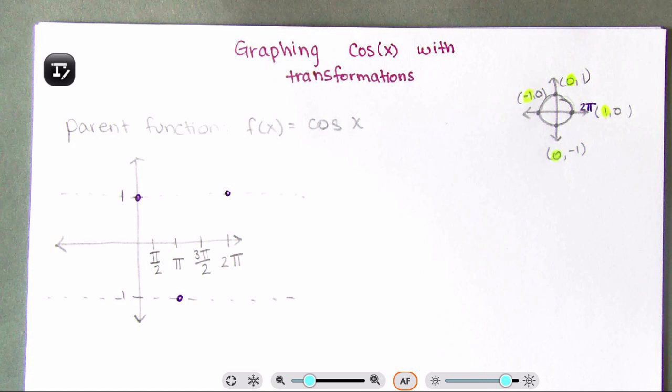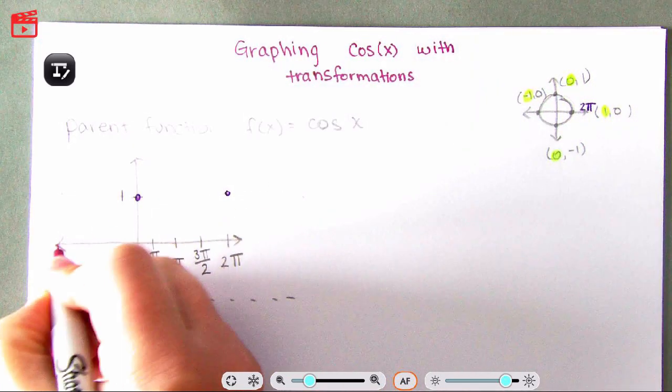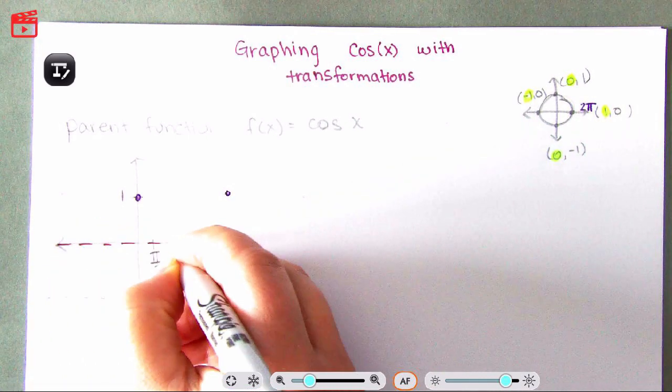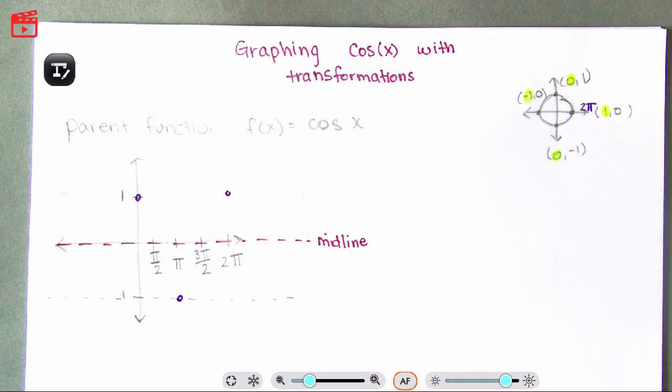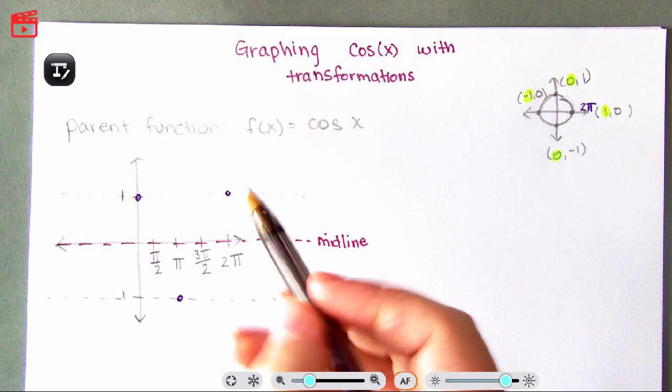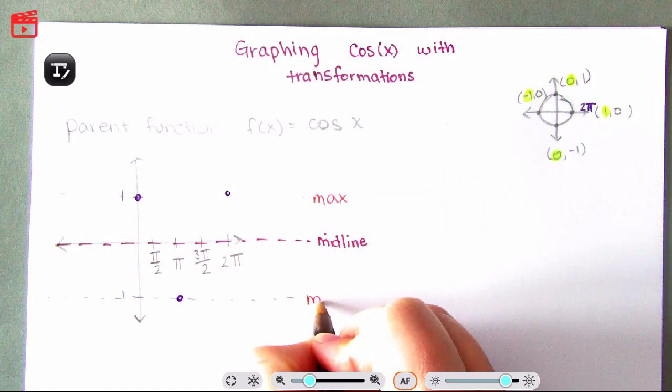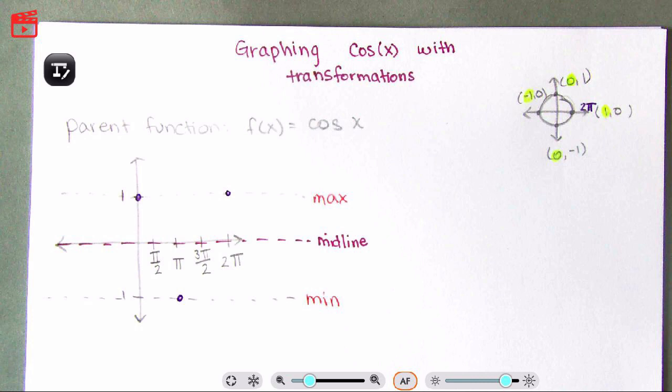In sine of x, we have our midline, and our beginning, ending, and middle are all on the midline. In cosine of x, in our parent function, our midline is still on the x-axis, but our beginning and ending are not on the midline, and our middle is not on the midline. That is the distinct difference from our sine of x wave. This is our max. This is our min. So beginning and ending are on our max. Again, this is without any reflections. Our min is in the middle. And then, what do we do with the other two?